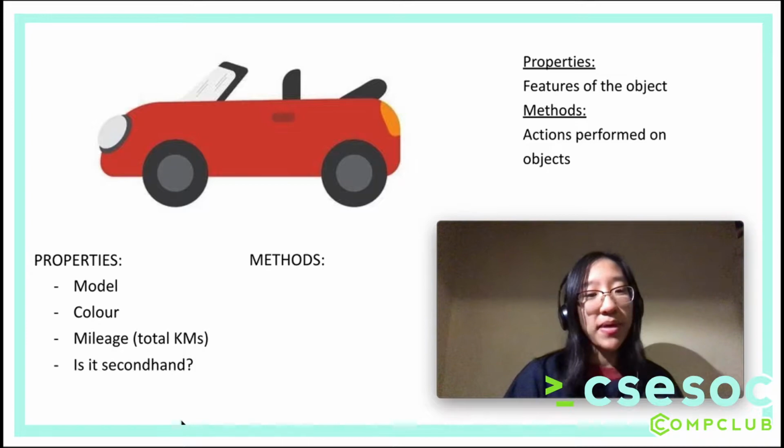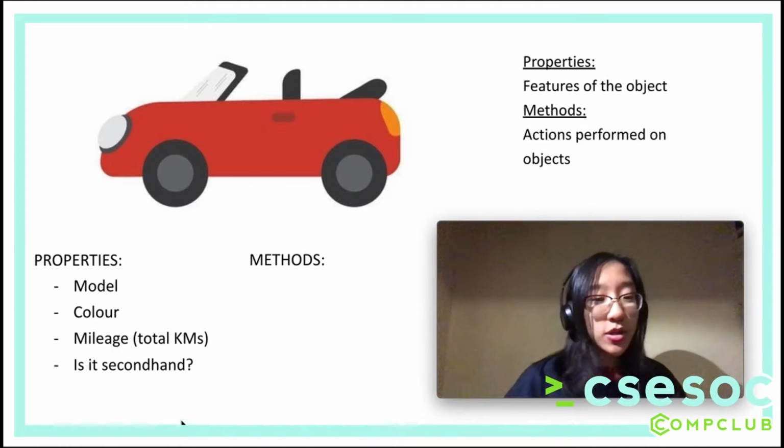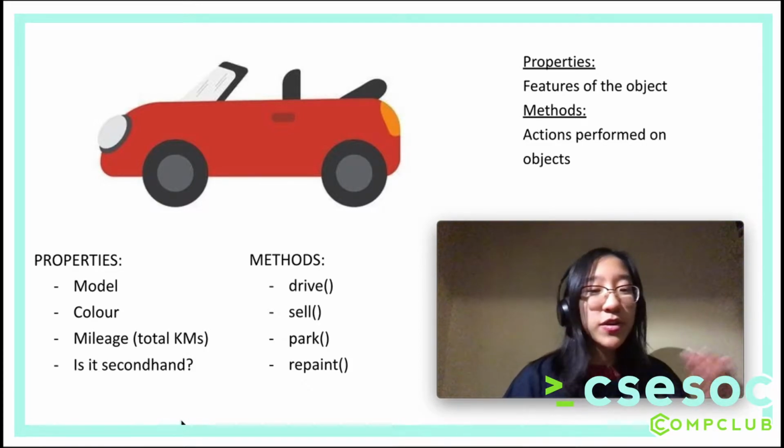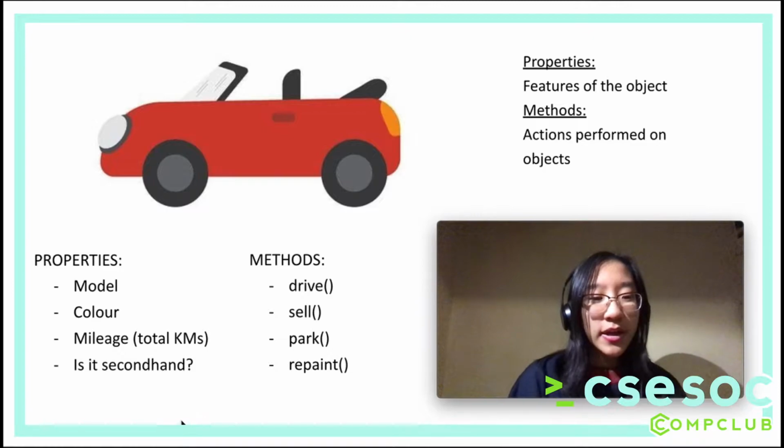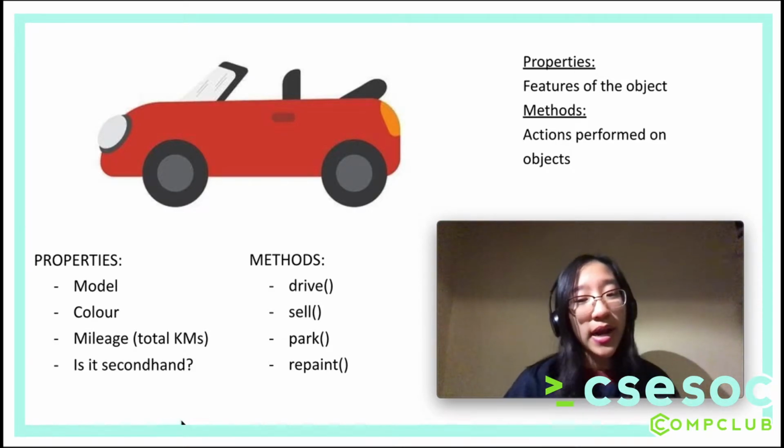Now, what about methods? What can we do to or with a car? Also lots of options. We can drive it, we can sell it, we can park it, or give it a new paint job. The more properties and methods we define, the more information we and the computer know about the object. We might know what a car is from our previous knowledge, but the computer doesn't unless we tell it. We can make our objects as simple or as complicated as we want them to be.